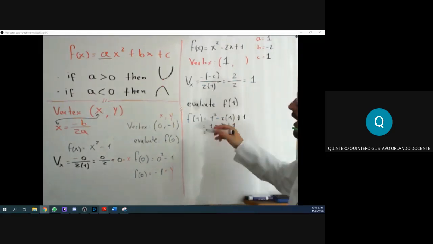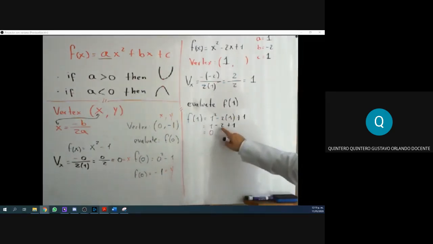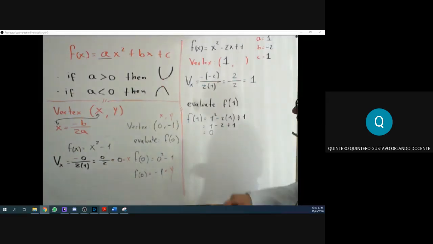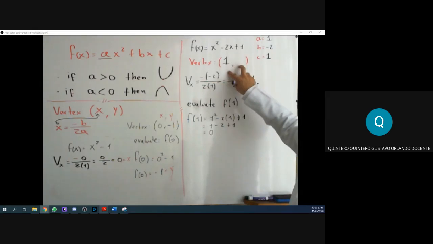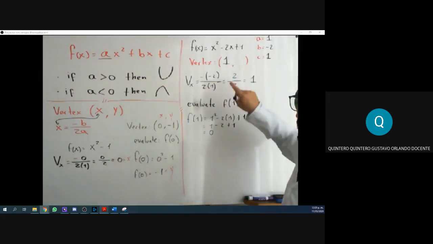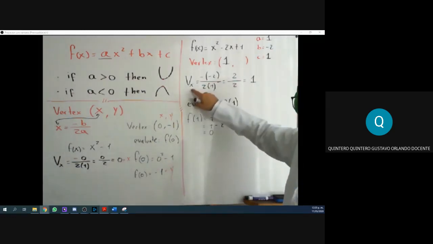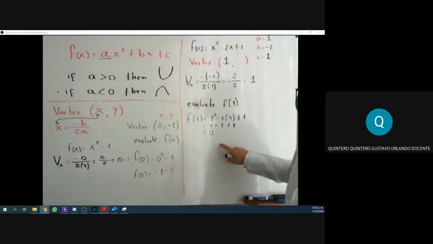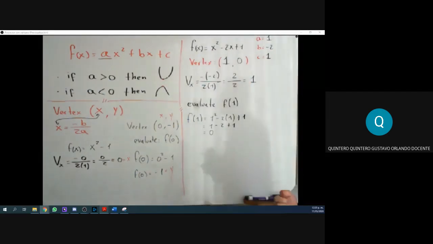This thing, if my calculations are not wrong, will be 0. Let's see. 1 minus 2, that is negative 1 plus 1, 0. Beautiful. So now we have the second part of our vertex. Remember, the vertex has coordinates x and y. It is a point, so we need two coordinates. And we had the 1 because of our formula. So now we have the second part of the vertex, 0. Meaning that the vertex of this function is at (1, 0).